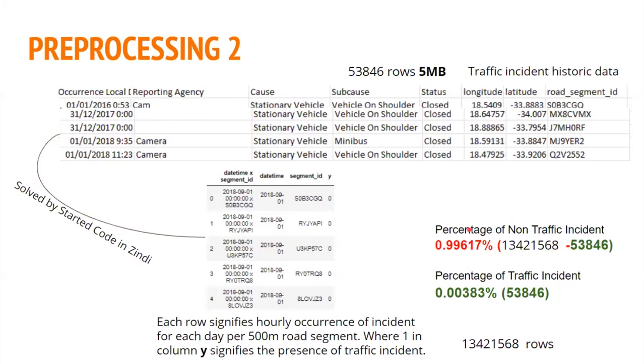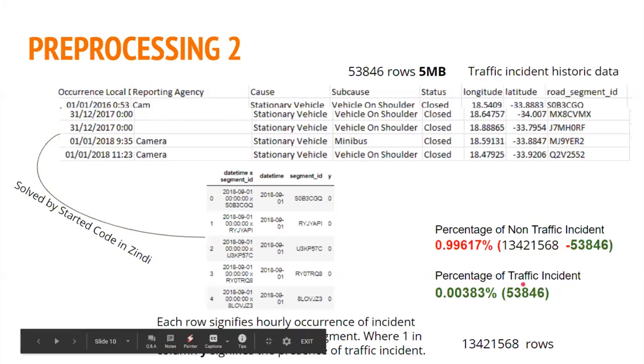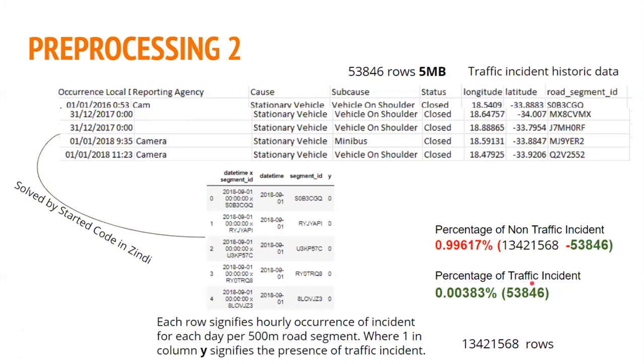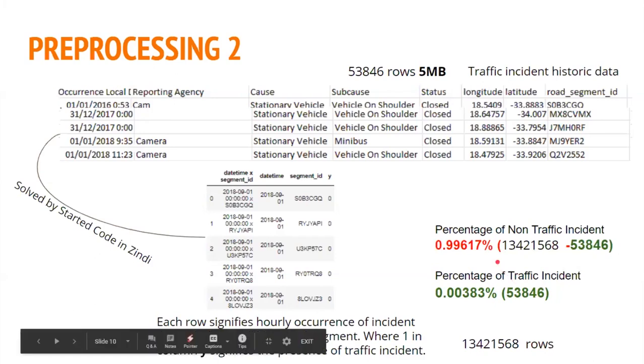contains about 96.17% non-traffic incidents, and the traffic incidents make up about 3.83%, and that was very highly imbalanced data. How do we solve the imbalance of data? That was one problem our team had to figure out.